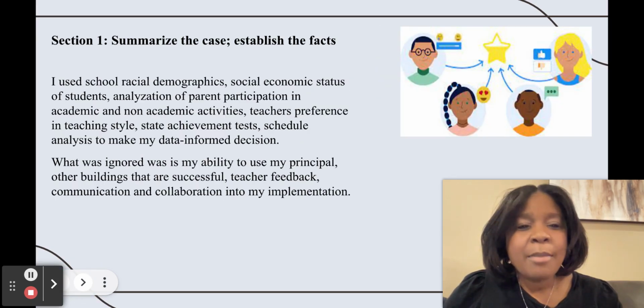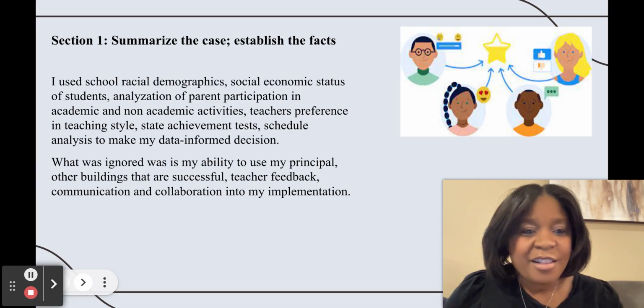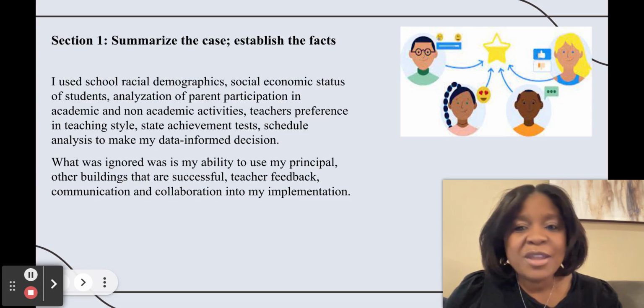Summarize the case, establish the facts. I used school racial demographics, socioeconomic status of students, analysis of parent participation in academic and non-academic activities, teachers' preference in teaching style, state achievement test, and schedule analysis to make my data-informed decision. What was ignored was my ability to use my principal, other buildings that are successful, teacher feedback, communication, and collaboration in my implementation.